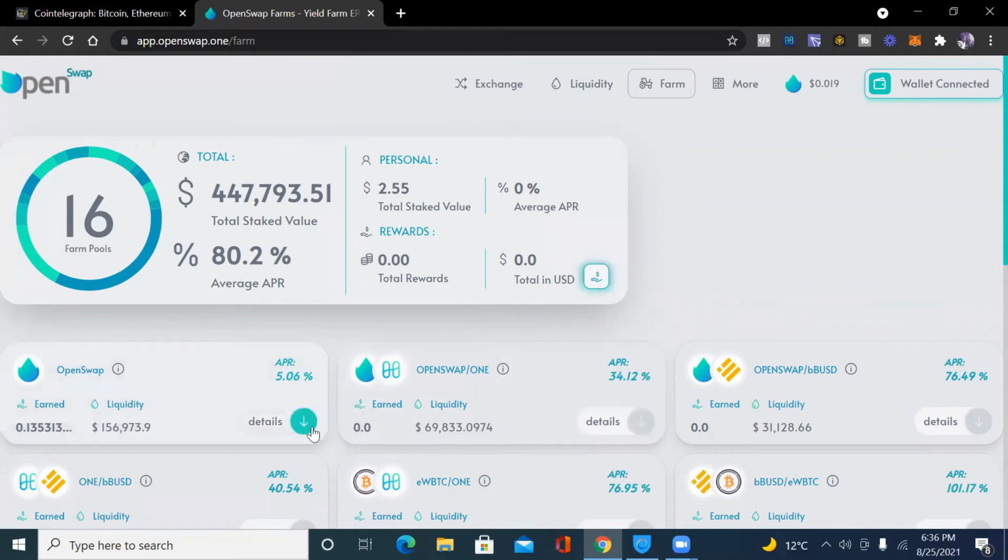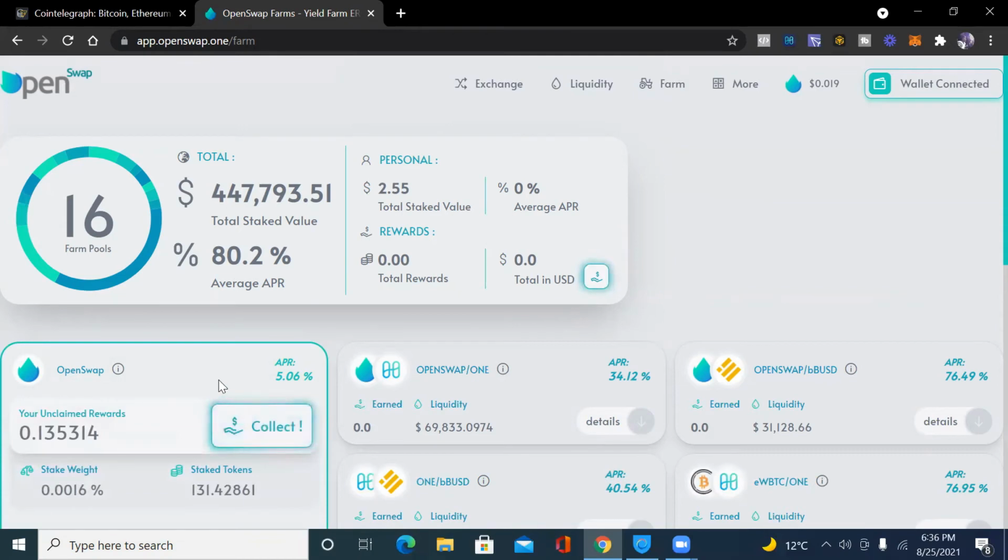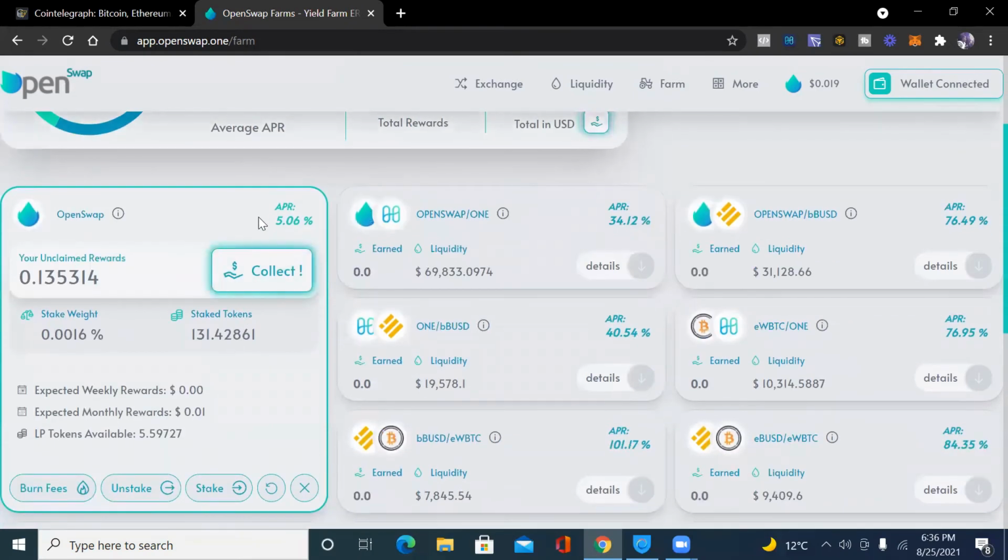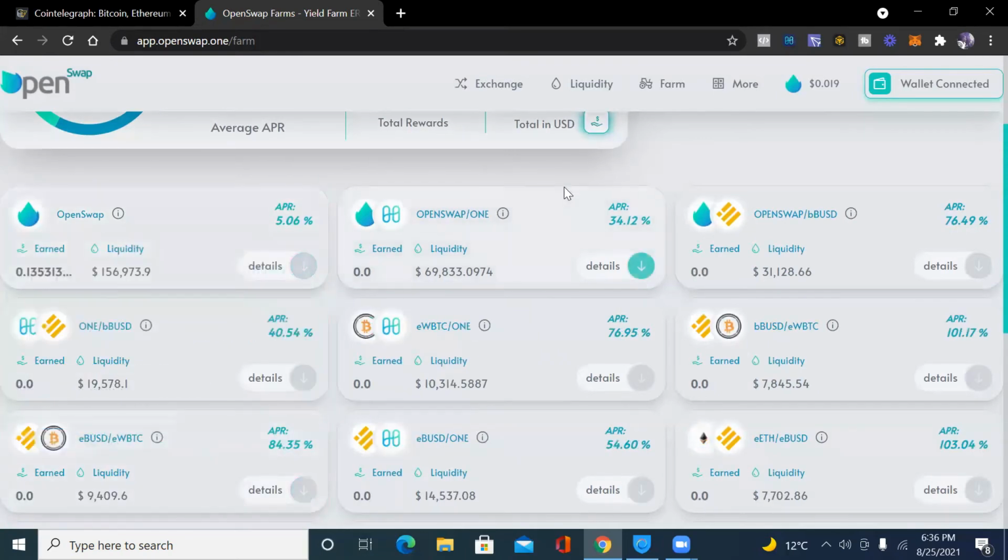But anyway, like I said, I added some liquidity to the OpenSwap pool, and right now it's giving around 5%, and I earned like 0.13% of it. I only got 131 token stake, and you can see it's only worth $2. So, what it is, it is. I'm not tripping. I didn't really go too deep into this particular one. But you can see all of the other liquidity pools they have as well.